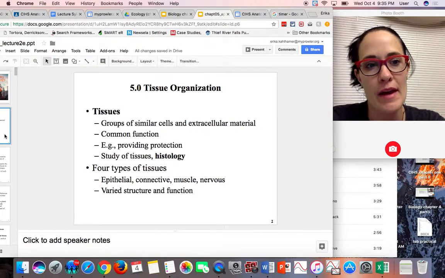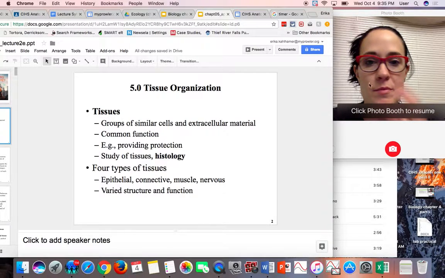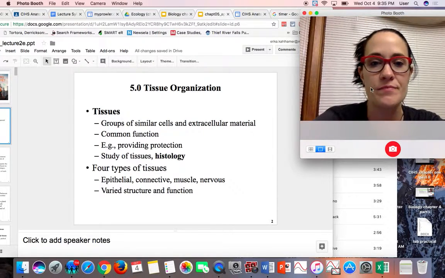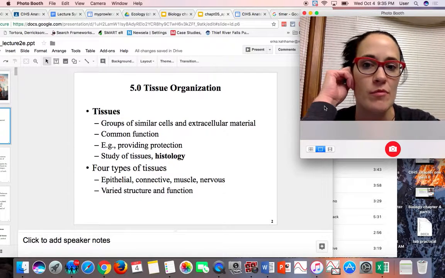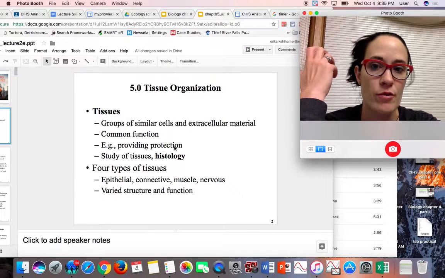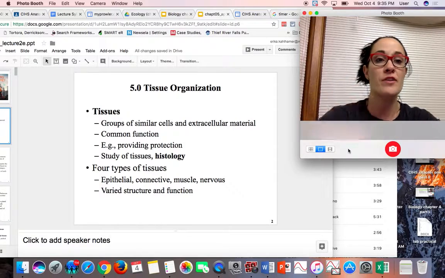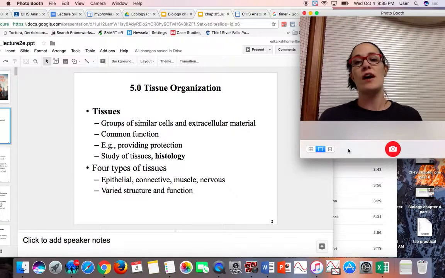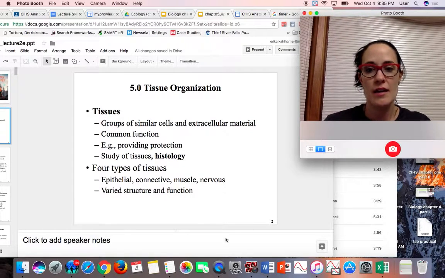So, what makes something a tissue? It's a group of similar cells that have something outside of them, called an extracellular matrix. Sometimes there's some material outside of them, and they have a common function that they perform. So, for example, some tissues are made for providing protection. There's a specific study or a field of biology called histology, is the study of tissues. And you could choose to take that class someday if you desire.